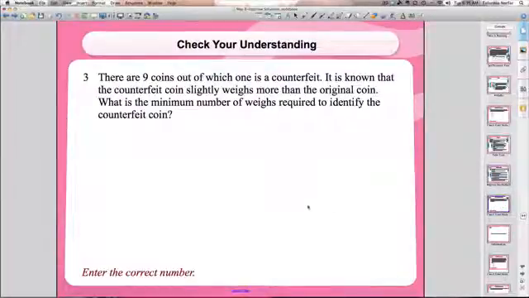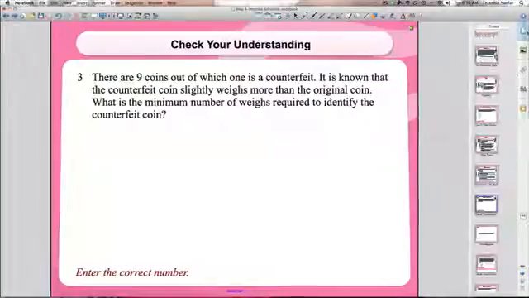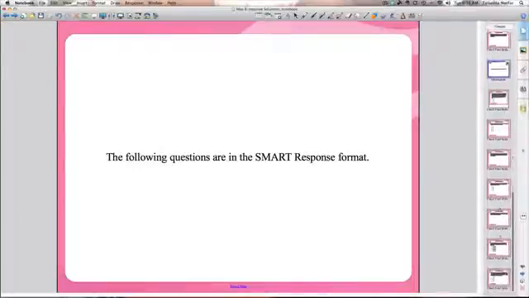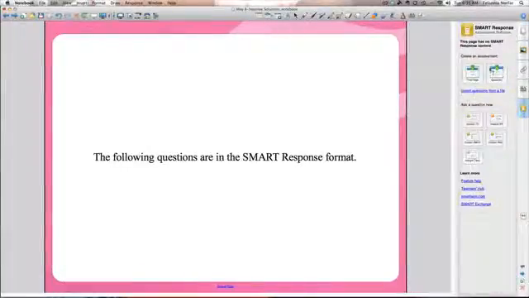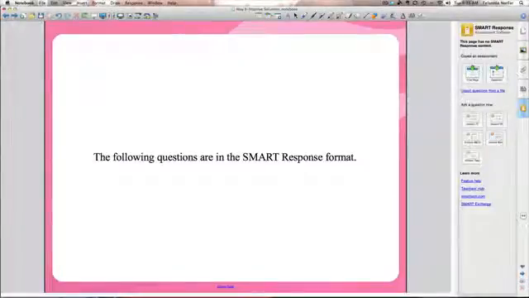Our final checking for understanding. Again, pause the video until everyone is done. Okay, let's look at the answer. 2. Good job if you got 2. Now the remaining questions are all with the SMART Response. All you have to do to see the answer is click the Smart Response button and go to the answer portion, and you will be able to reveal the answer.